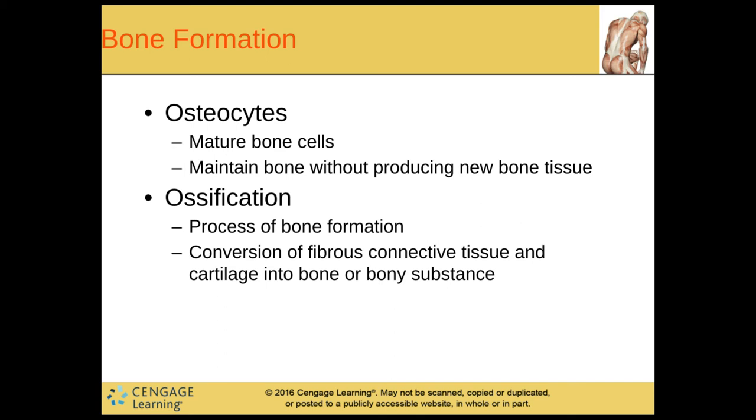So osteocytes, these are mature bone cells, and they maintain the bone without producing any new bone tissue. And then ossification, this is the process of bone formation. So it helps to convert fibrous connective tissue and cartilage into bone or a bony substance.